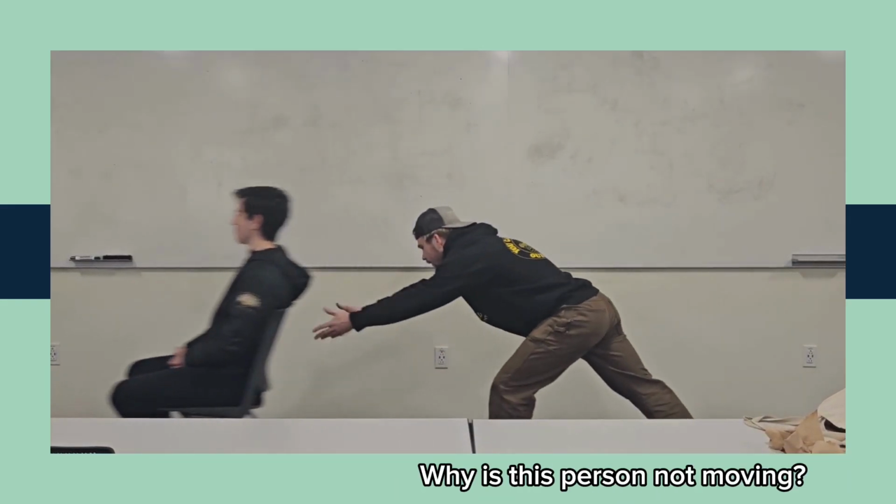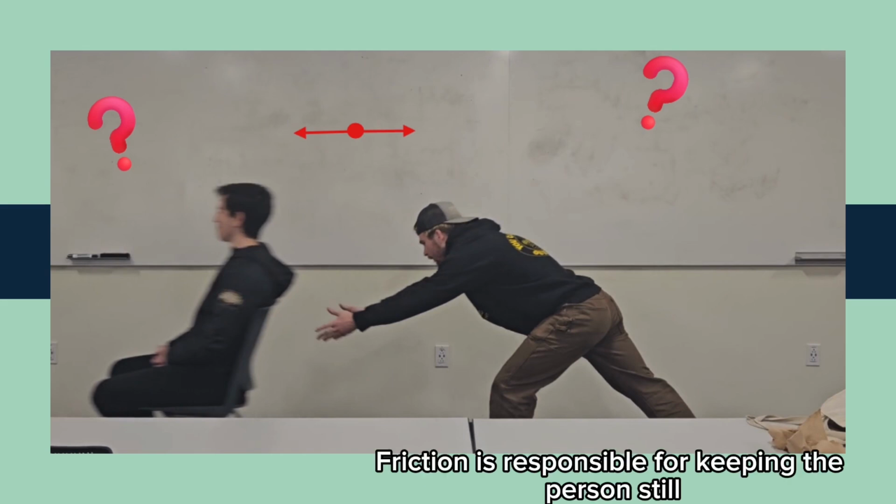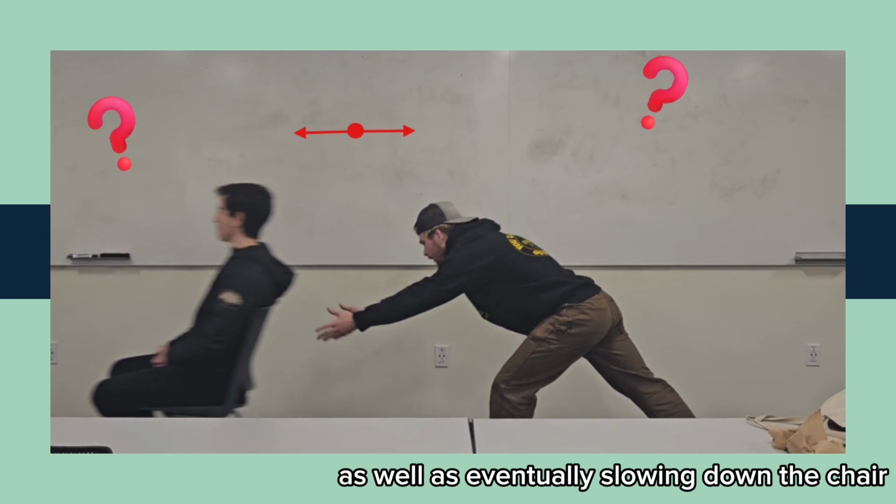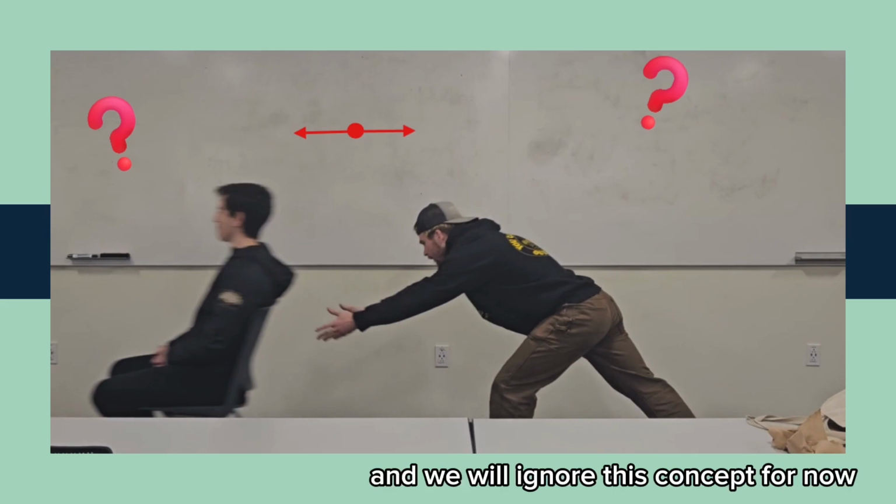Why is this person not moving? Well, this is because of friction. Friction is responsible for keeping the person still, as well as eventually slowing down the chair. This is a whole other topic, and we will ignore this concept for now.